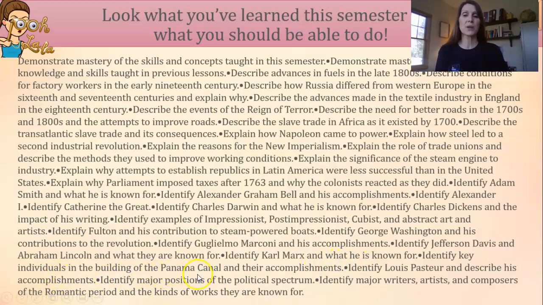Key individuals in the building of the Panama Canal and their accomplishments. Identify Louis Pasteur. Describe his accomplishments. Identify major positions of the political spectrum. Identify major writers, artists, and composers of the Romantic period and kinds of works they were known for.